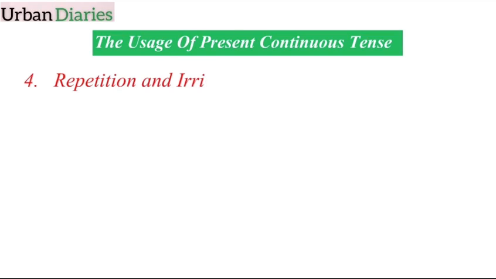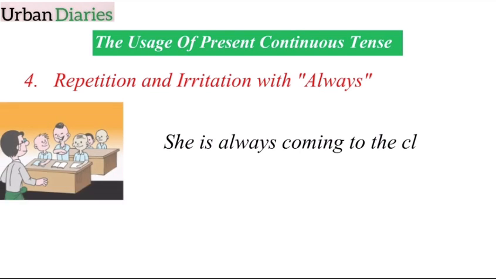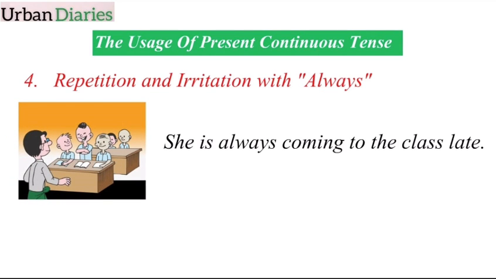Number 4, we use present continuous tense to show repetition in our actions. And for that, there are certain words that we can use. For example, always, consistently, and other words. Let's see some examples to get this point. She is always coming to the class late. So this one is a repeated action of a girl that she comes to the class late daily.